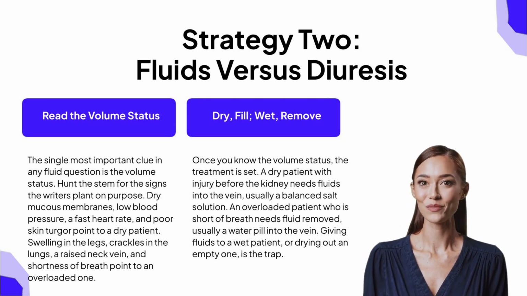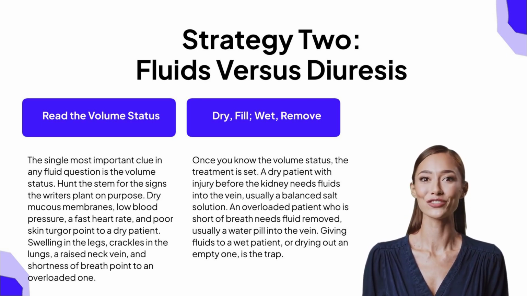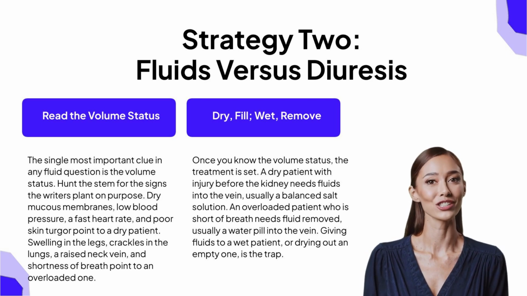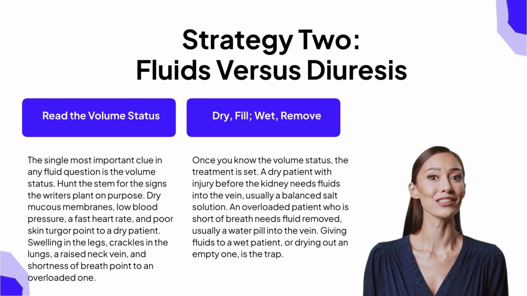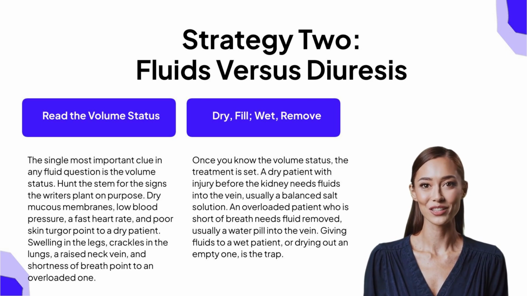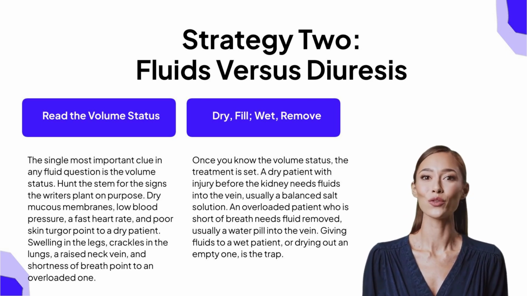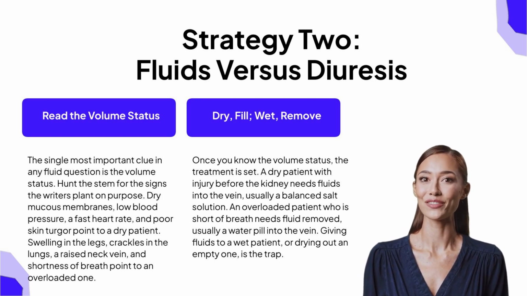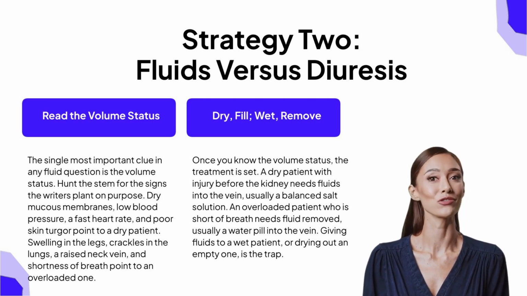A dry patient with injury from poor blood flow needs fluid put into the vein, and the usual right answer is a balanced salt solution. A wet patient who is overloaded and short of breath needs fluid taken off, and the usual right answer is a water pill given into the vein. The classic trap is an answer that gives fluids to someone who is already overloaded, or that dries out a patient who is already empty. Match the treatment to the volume status, and these questions become straightforward.